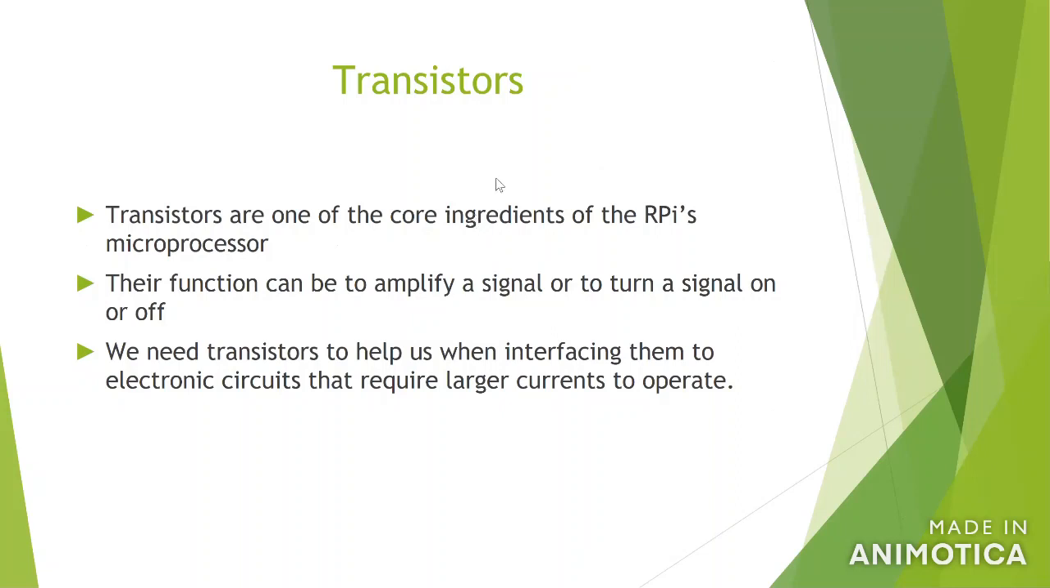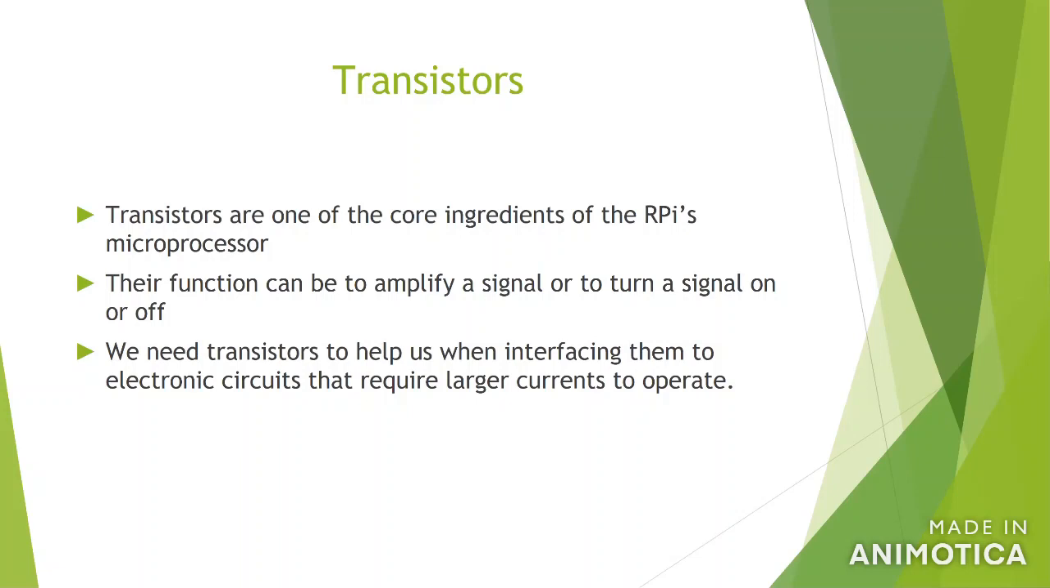So another very important electrical component is called a transistor. Transistor is actually an active device, an active component. Transistors are one of the core ingredients of the Raspberry Pi microprocessor. For any microprocessor, inside the semiconductor package, there are millions of transistors.